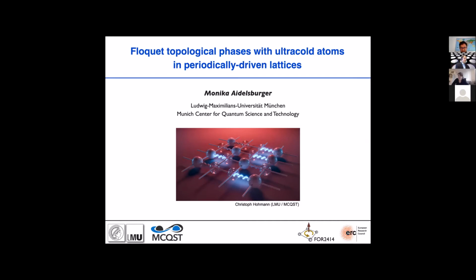And thank you very much for having me here and letting me share our work on periodically driven systems that we study with ultracold atoms in order to engineer topological physics or topological band structures. So as was briefly mentioned, I will discuss how we engineer these model systems in order to study topological phases.